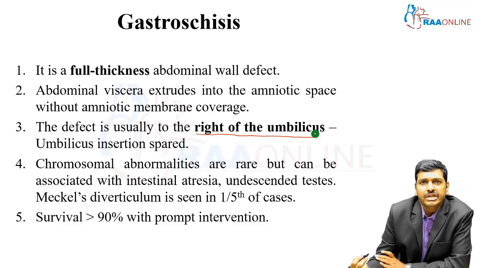This is usually an isolated congenital abnormality and it is not usually seen along with other chromosomal abnormalities. Other chromosomal abnormalities are rare, but it can be associated with intestinal atresia, undescended testis and Meckel's diverticulum in up to 1/5 of the cases.